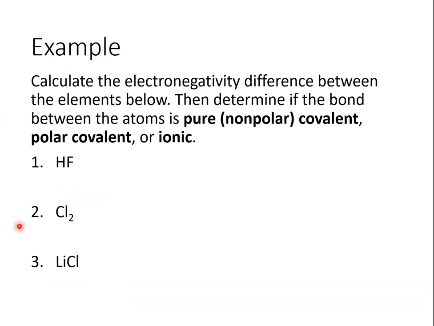HF, Cl2, and LiCl. So this here is hydrogen fluoride, chlorine, and lithium chloride. The difference between hydrogen and fluorine is 4 minus 2.1. That's 1.9. This is about as polar as you can get without it being an ionic interaction. These are two nonmetals, so we would not call that a salt or an ionic compound. Chlorine, Cl2, since they're both the same atom, the difference would be 0. So clearly that is a nonpolar bond. And then lithium chloride, LiCl, it's a metal and a nonmetal. So we would call this an ionic compound.